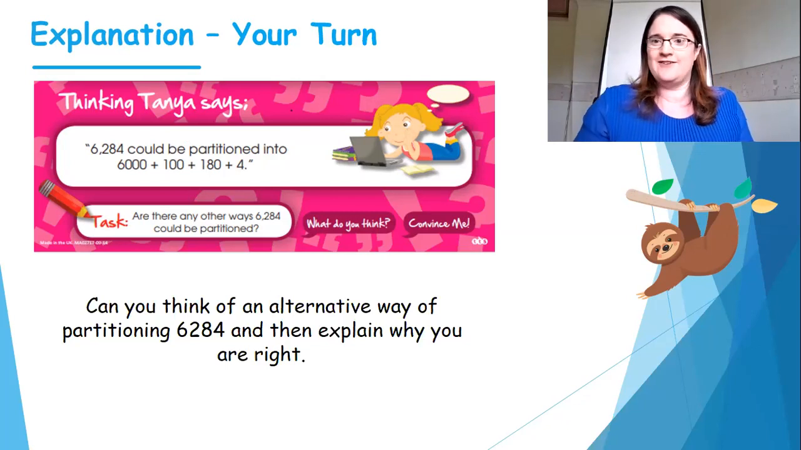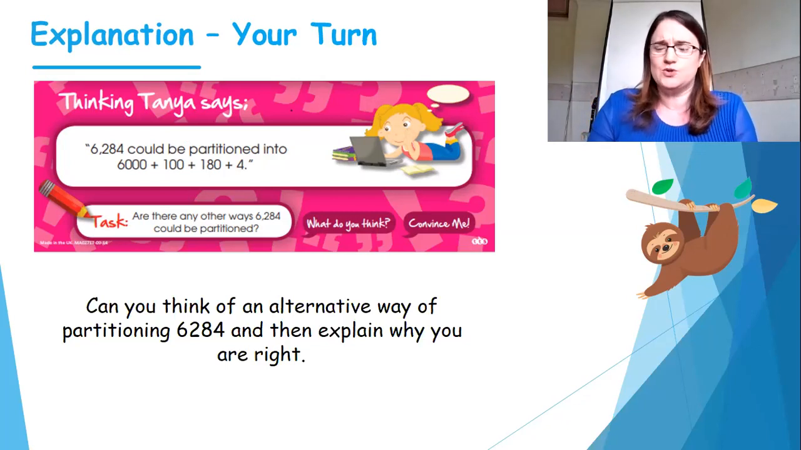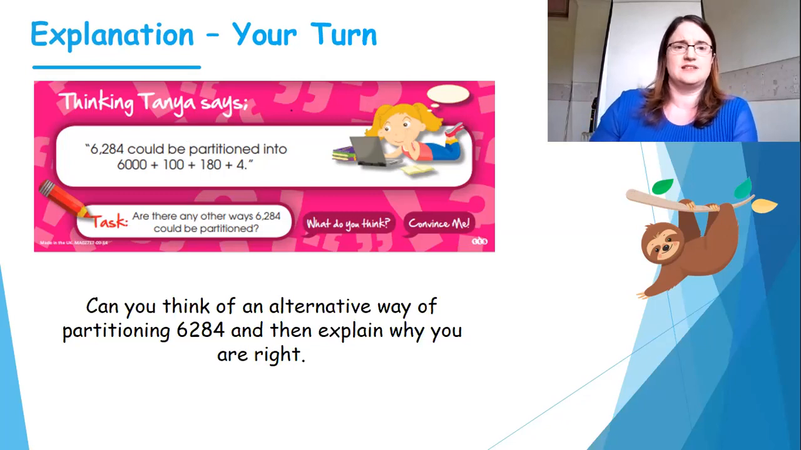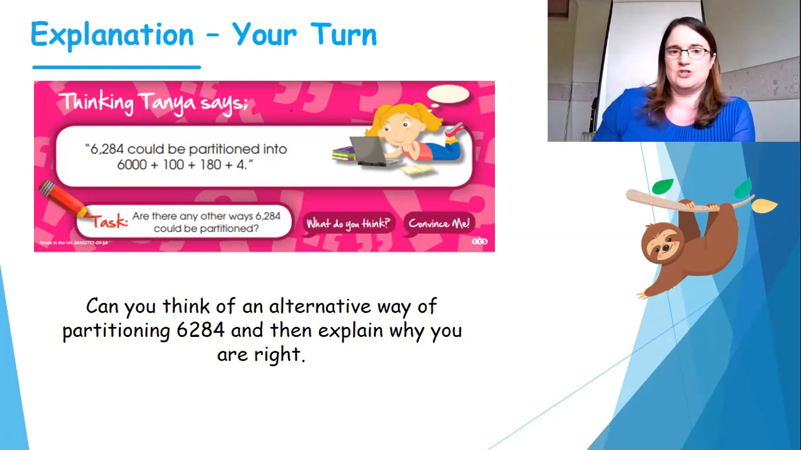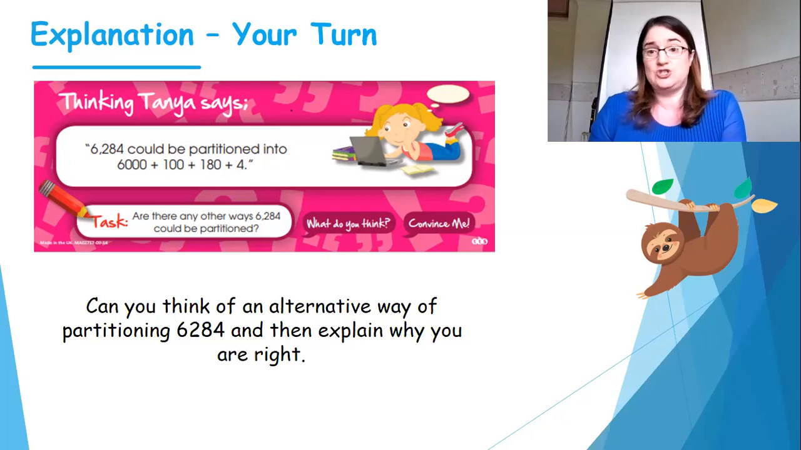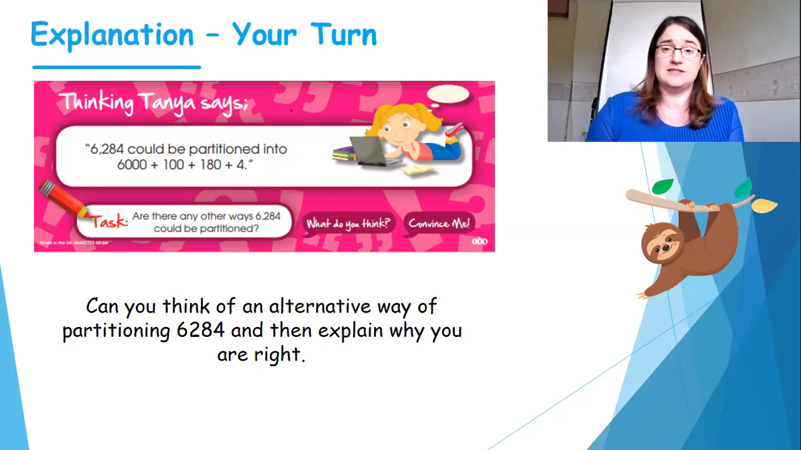Did you manage it? Have you done well? There were all sorts of answers. I won't be able to give you all of them because there are loads of different ways you can partition 6,284. You might have decided to go with 6,200, add 84. You might have decided to go with 6,280, add 4. You might have decided to go with 6,200, add 80, add 2, add 2. All sorts of different answers. But just double check that the four numbers or the two numbers or the three numbers that you chose to partition it in add up together to make that original number, and that you've explained that in your explanation.